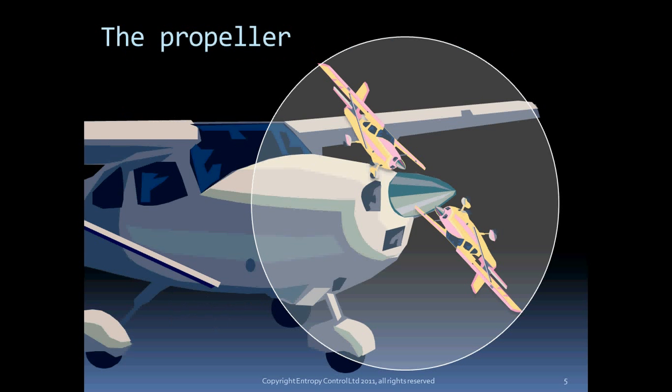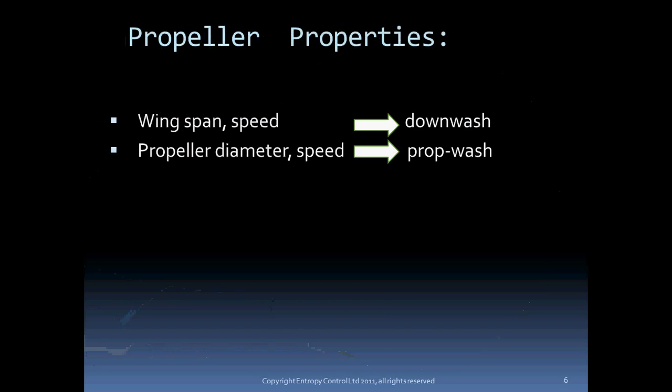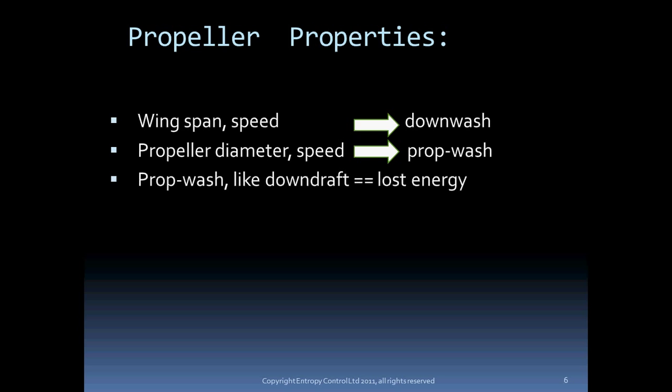And of course, once we have power from the engine, we need to turn that into thrust, and for that we need a propeller. The propeller is really just another wing, with the same characteristics as the wing holding the airplane up. For the wing, the amount of downwash depends on the wingspan and the aircraft speed, as you remember from the first lectures on lift. In exactly the same way, the propeller diameter and the forward speed affect the prop wash. Both the downdraft and the prop wash represent lost energy, so we have the same interest in reducing both.